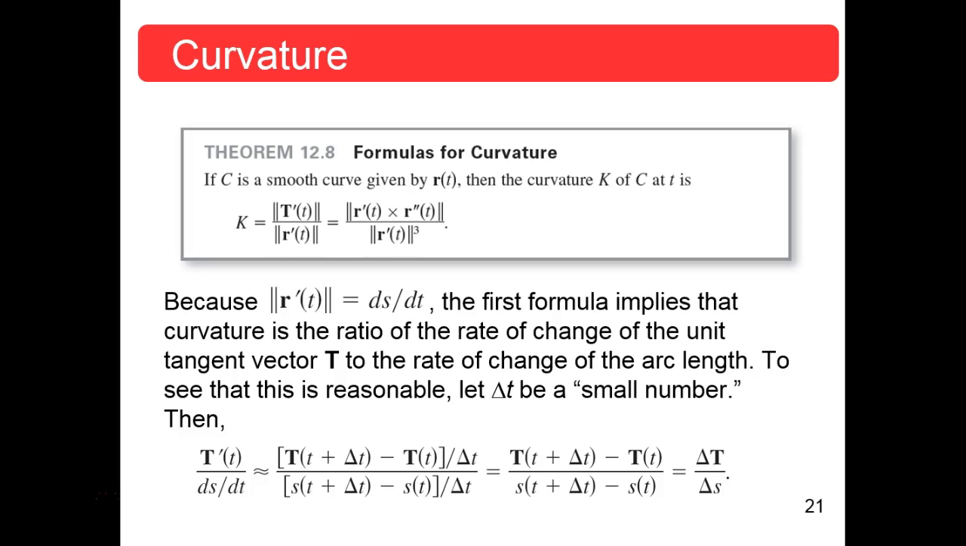Okay? Now they've got here, this thing is ds dt. If you remember, this is your velocity, right? The magnitude of velocity is the speed, and the speed is the time rate of change of the arc length.